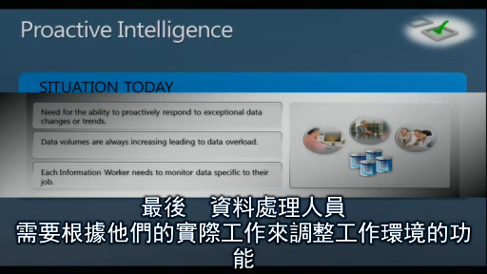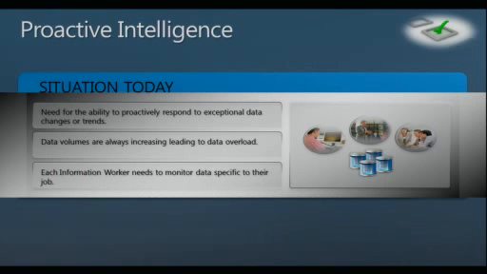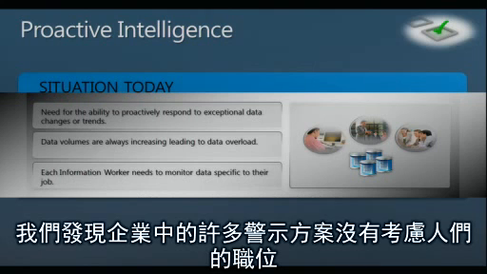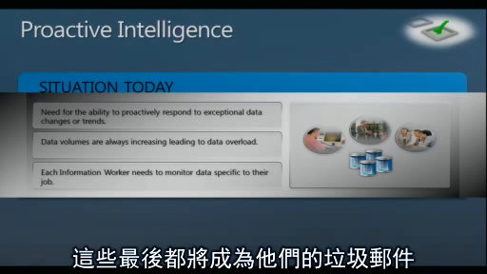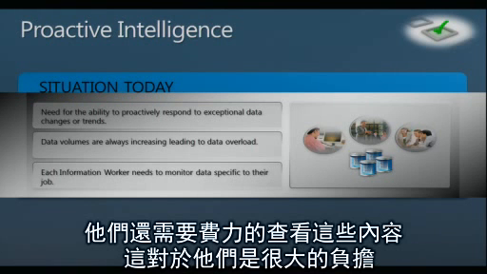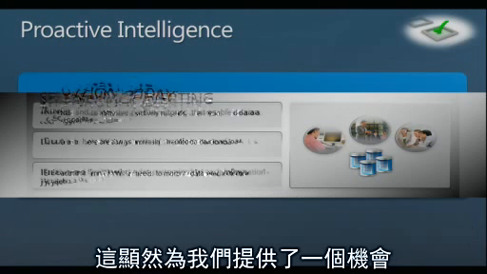And the last thing that information workers need is the ability to tailor their environment to their specific job, to drive the efficiency and productivity they have throughout their day. What we find is that a lot of alerting solutions within the enterprise send alerts to people irrespective of what their actual role is, or irrespective of the actual data they themselves think they need, and that ends up being kind of spam for them, and they have to just wade through that. It's more stuff to wade through. So information workers really needed a way to monitor data that's specific to their job.